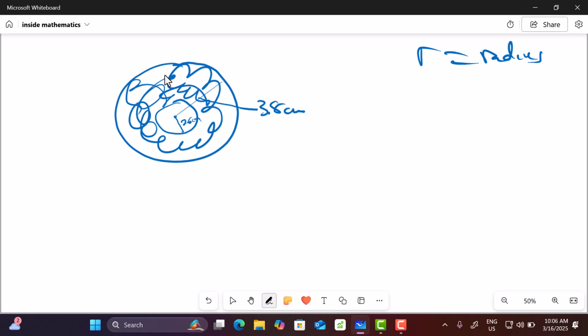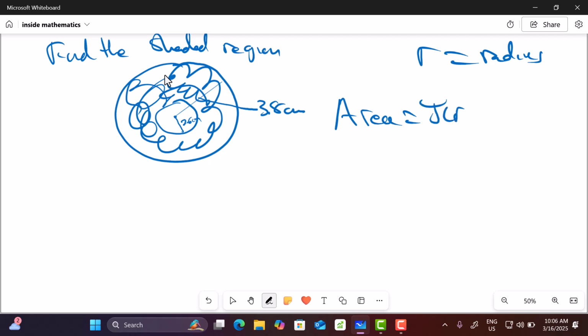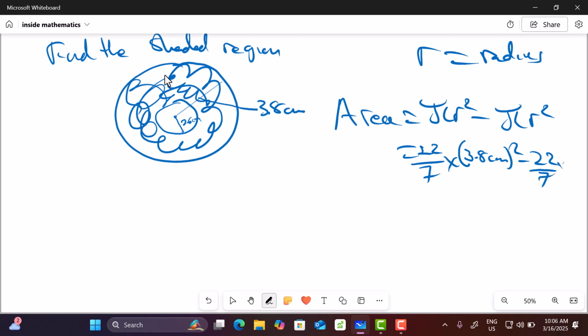If that is the case, find the shaded region. In this case, area is equal to pi r square minus pi r square. So 22 over 7 times the big radius, which is 3.8 centimeter, squared, minus 22 over 7 times 2.6 squared.